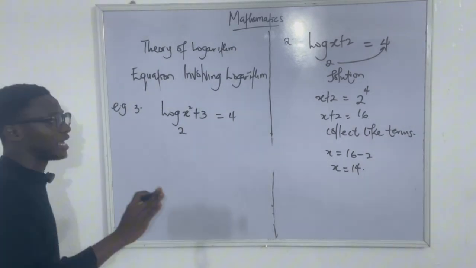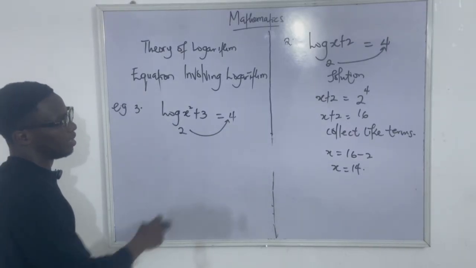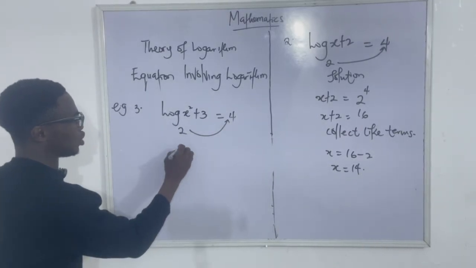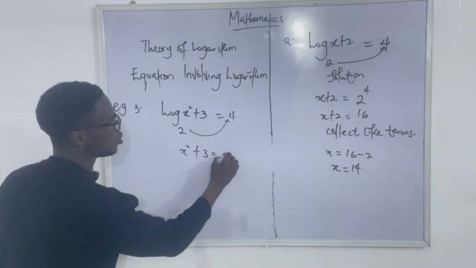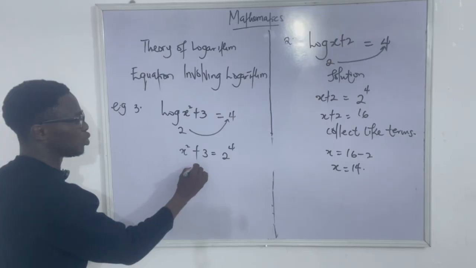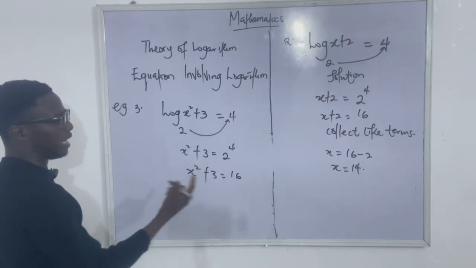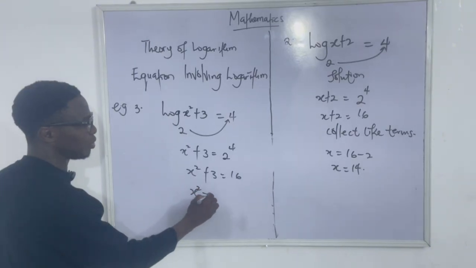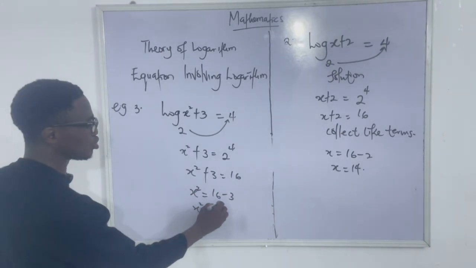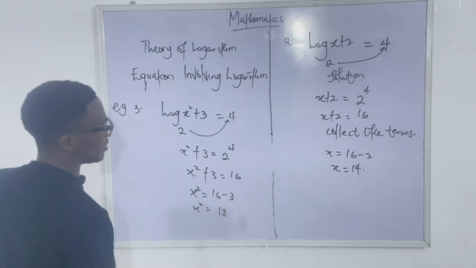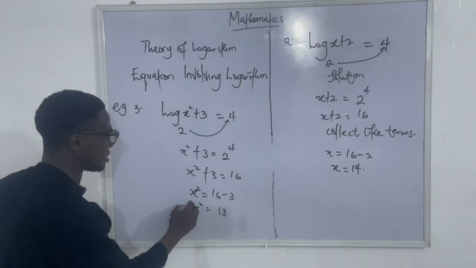Now, in this case, just so you know, 3 raised power, what's it called? So now x squared plus 3 equals to what? 2 raised to the power of 4. So x squared plus 3 equals to 16. Then we collect like terms. So x squared equals to 16 minus 3. So x squared equals to 13. Are we together? X squared equals to 13.